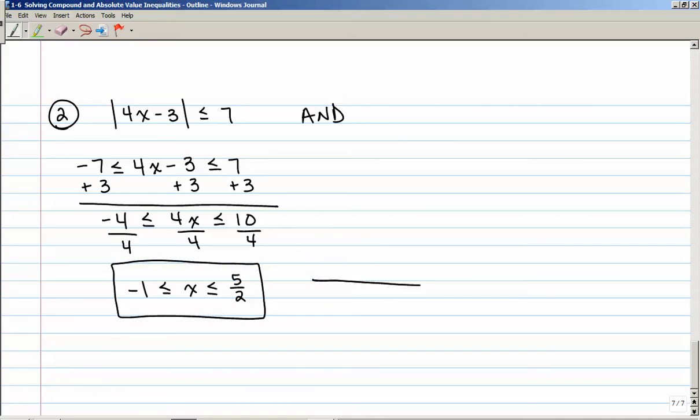And to graph, oops, let's do a better line here. I'll have negative 1. 5/2 is actually 2.5. And my x is going to be between those two numbers. x can be any value that is both greater than negative 1 and less than 2.5. And that's what my graph looks like.